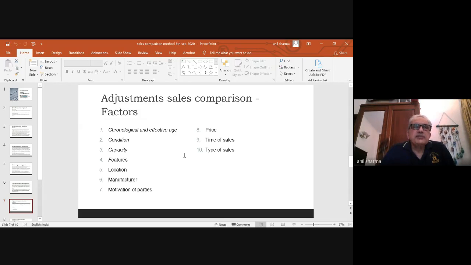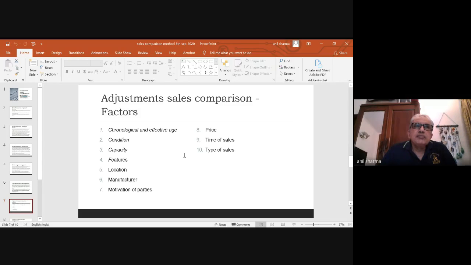Then manufacturer: suppose manufacturer A has a higher quality as compared to manufacturer B, then you will make some adjustment on the basis of that, right? Like yesterday we were talking about BHEL versus Chinese, so plant machinery as in the case of a power plant. So those can be reasons for you to look at.